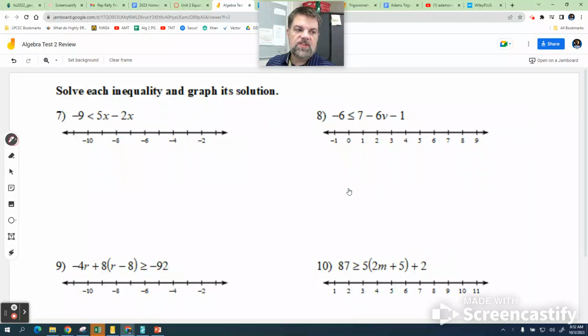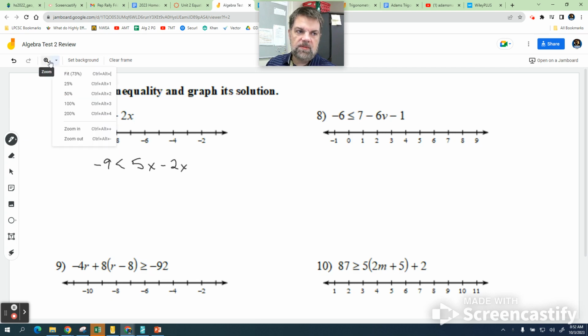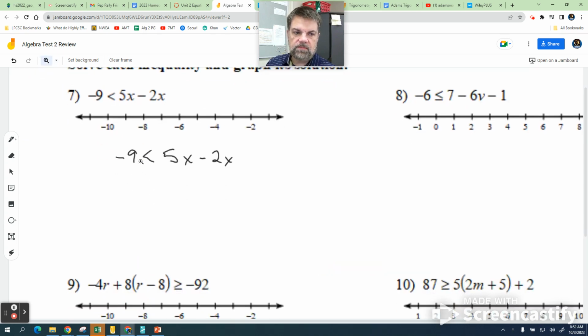So for problem number 7, we've got negative 9 is less than 5x minus 2x. And what I want to do is make it look like x equals some stuff, or in this case, x is less than some stuff, or x is greater than some stuff. Let me zoom in a little bit on this.